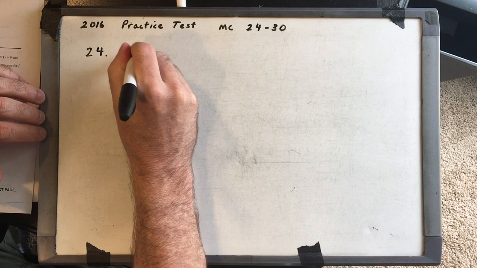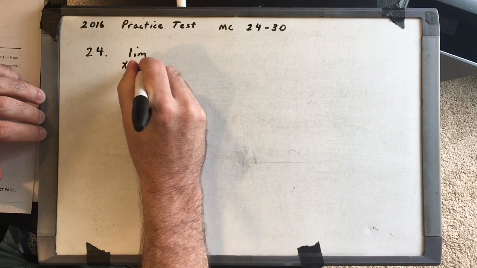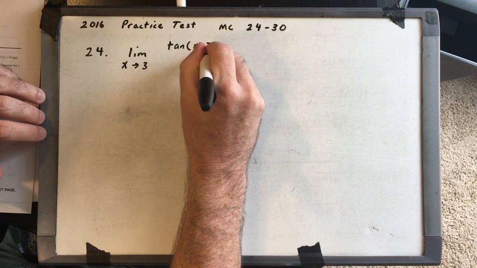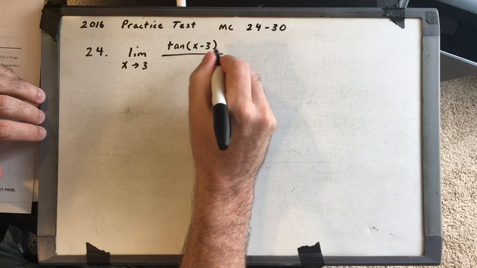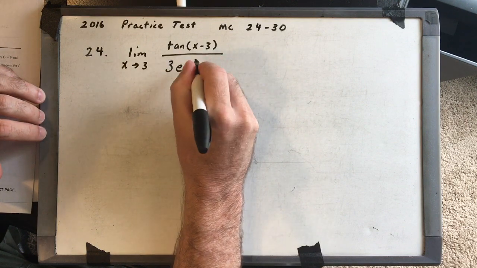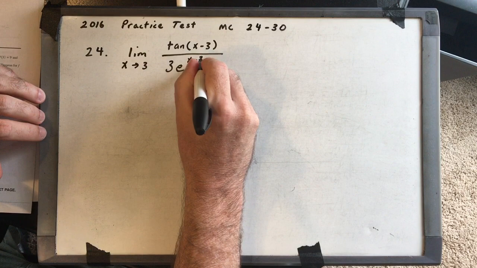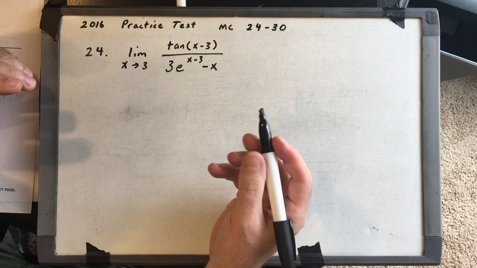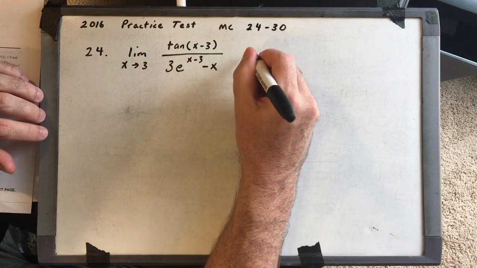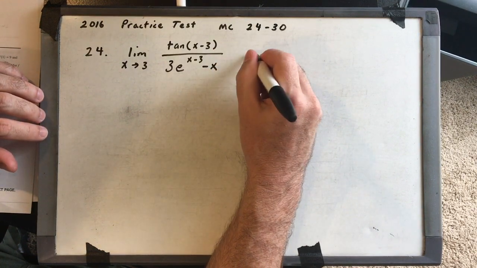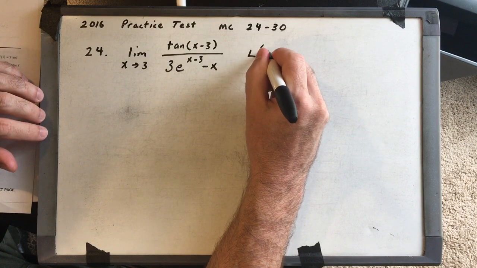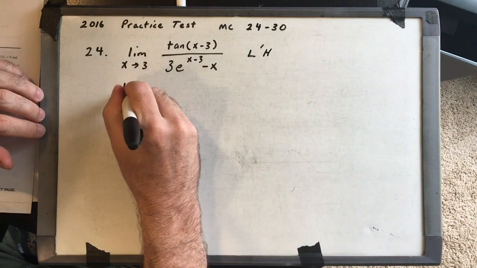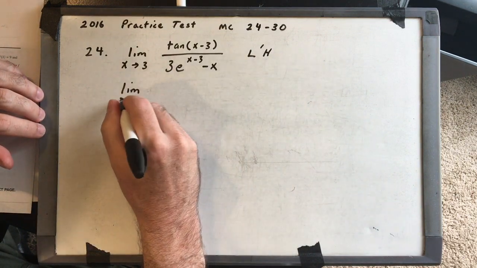It says to take the limit as x approaches 3 of the tangent of x minus 3 over 3e to the x minus 3 minus x. So if you plug in 3, you're going to get 0 over 0, indeterminate form. So you want to use L'Hopital's rule and take the derivative of both the top and the bottom. And on your work when you're taking the test, do something like that, just to tell them you're using L'Hopital's rule.